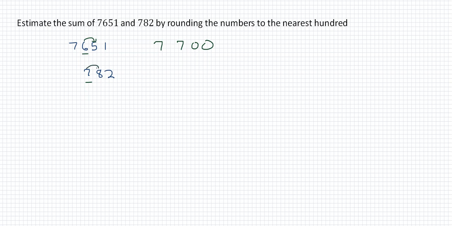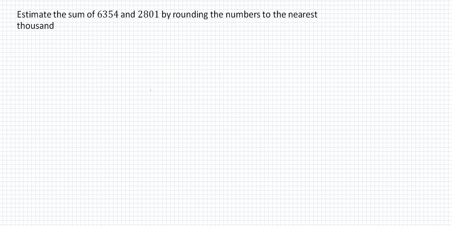And then we look at the 100 position here, which is 7. We look at the number to the right. It is 5 or greater. So we're going to round up to 800. And then we add the numbers together. 0 plus 0, 0, 0. 7 plus 8, 15. We write 5, we bring 1 up here. 1 plus 7, we have 8.